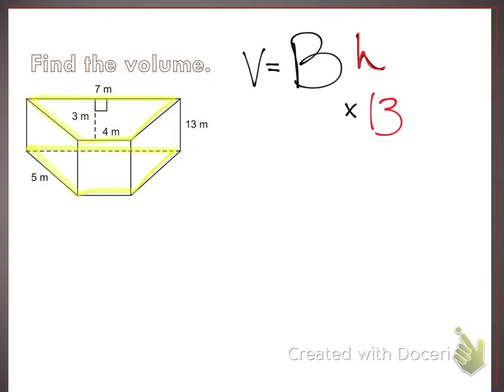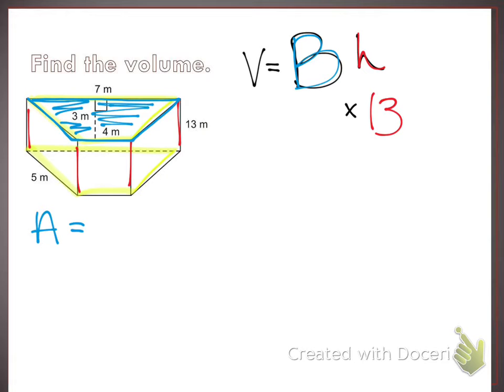13. I agree, 13. All right, and then how? I'm just going to tell you. Let's talk about it. This B stands for area of the base, so we need to find the area of the base. We said the shape of the base is a trapezoid, so we're going to find the area of the trapezoid. So we're finding all of this area.